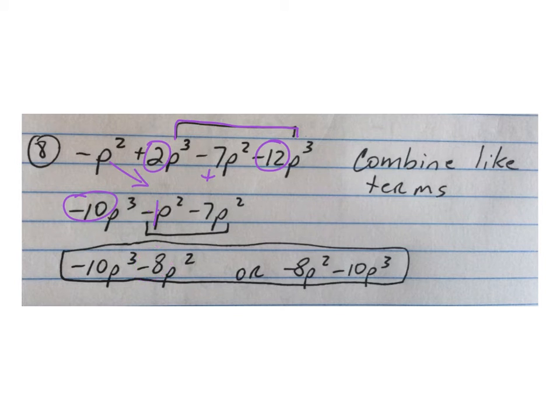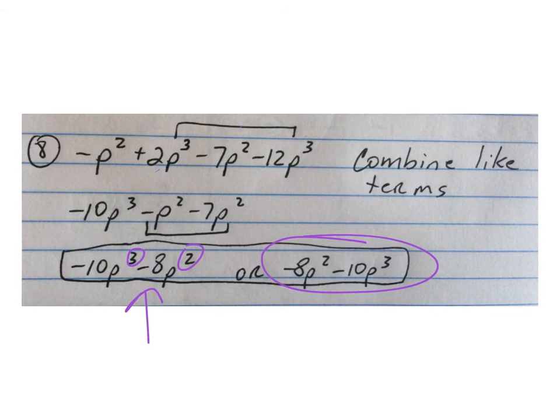Now, it doesn't matter which order you write it in. I'm not asking for that, but technically I like it in this order because I want p to the third first and then p squared last, in descending order.